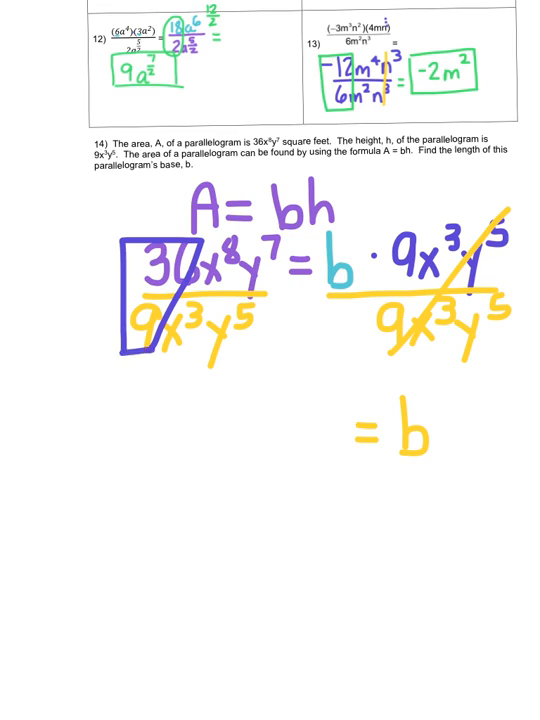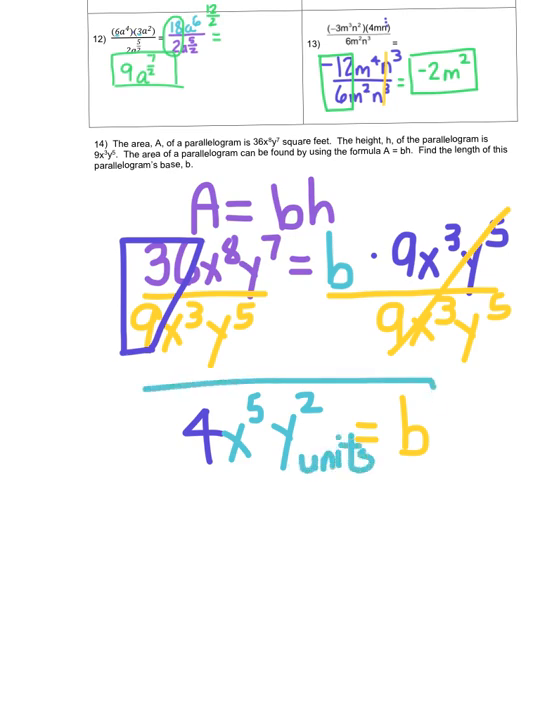Now look at the coefficients. We'll divide the coefficients. 36 divided by 9 is 4. Let's look at the base of x. 8 minus 3 is 5. The 8 is in the numerator, so it will be x to the fifth power. Then we'll have times y to the second power. That is our final answer, and it's just units, so you can add that. And the lesson is yours.